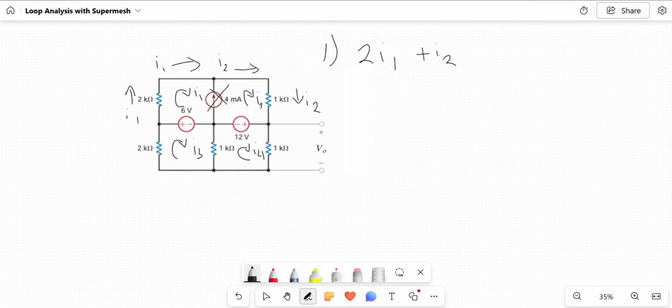This is a KVL. And then it goes this way into the positive terminal, and if it enters the positive terminal, that is a positive voltage. And it goes into the negative 6 volts, so that is a negative 6, because it goes into the negative terminal, equals 0.